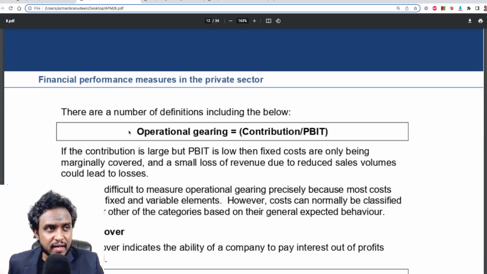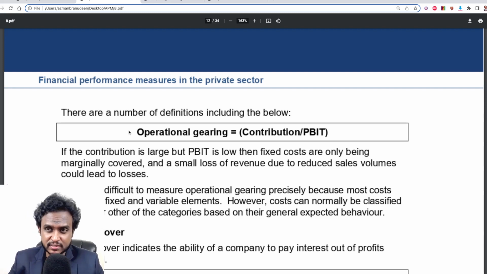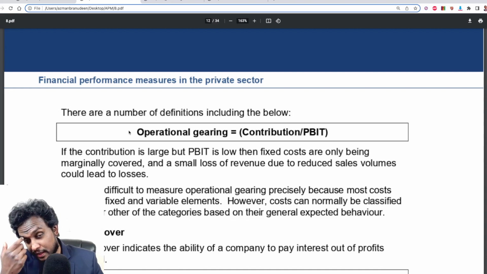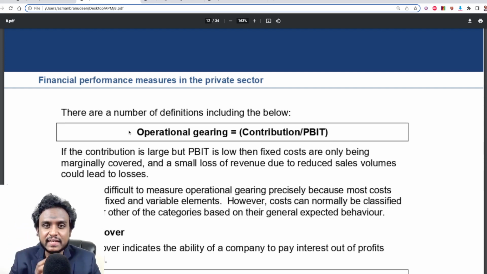Generally, if the contribution is large and the PBIT is low, then the fixed costs are only being marginally covered. And a small loss of revenue due to reduced sales volumes could lead to losses. So you have to be really careful in the situation that your profit before interest and tax is very low. Your contribution is what is available for you after you take care of the cost of sales, right? Your variable costs, whatever you spend to generate that revenue. So contribution is what you have. Now, out of this contribution, once you deduct all the other expenses, the fixed expenses, if you're left with little money, then this can be really challenging.